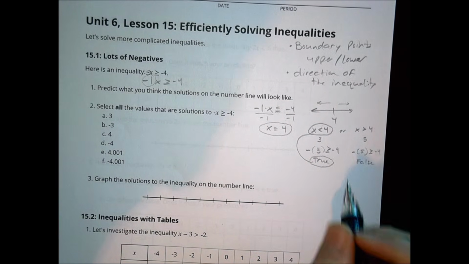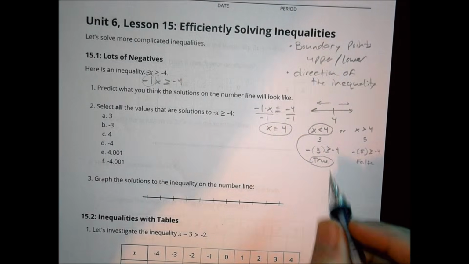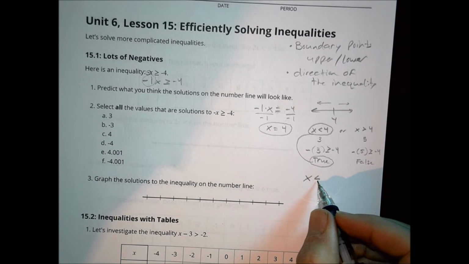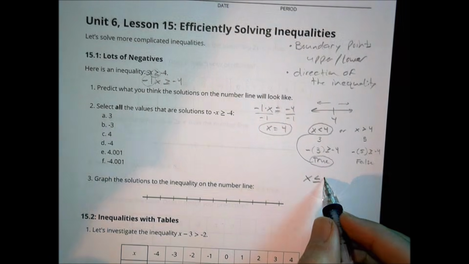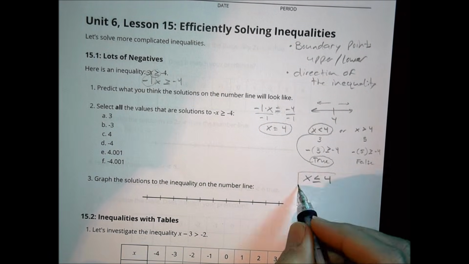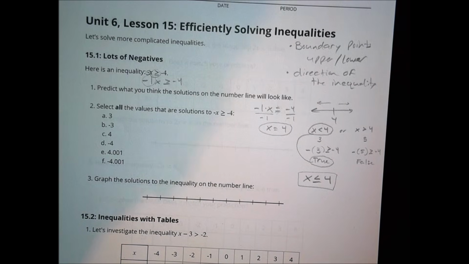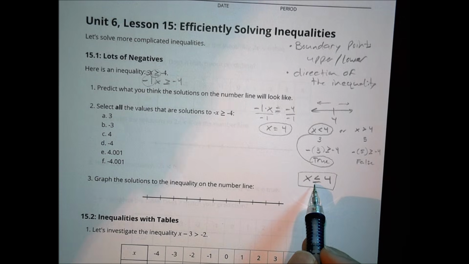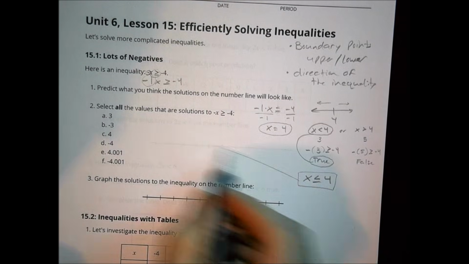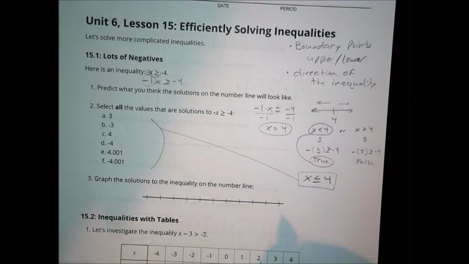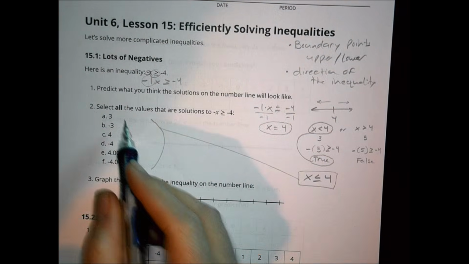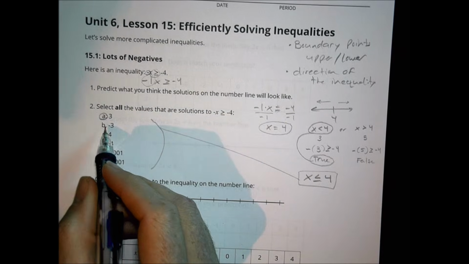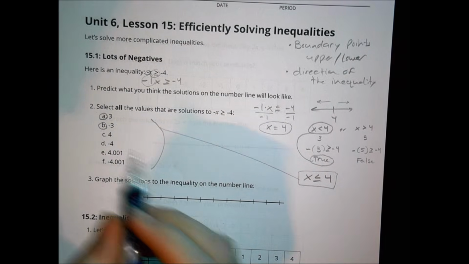So the true statement will tell me what direction my inequality needs to go. My solution for this would then be x is less than or equal to 4. That's going to be my solution for this inequality. Now, when I look at my terms over here, I can figure out which of those options is less than or equal to 4. 3 is less than or equal to 4. Negative 3 is less than or equal to 4.